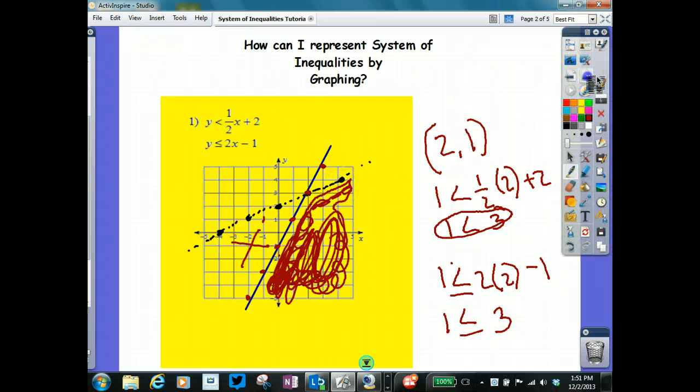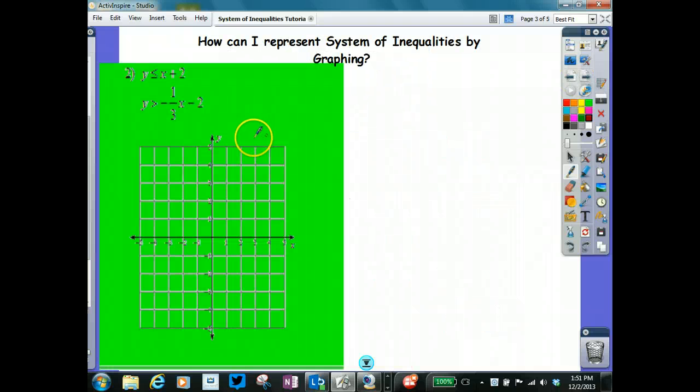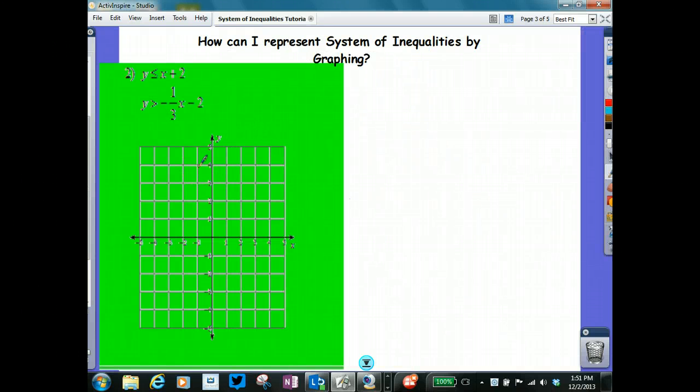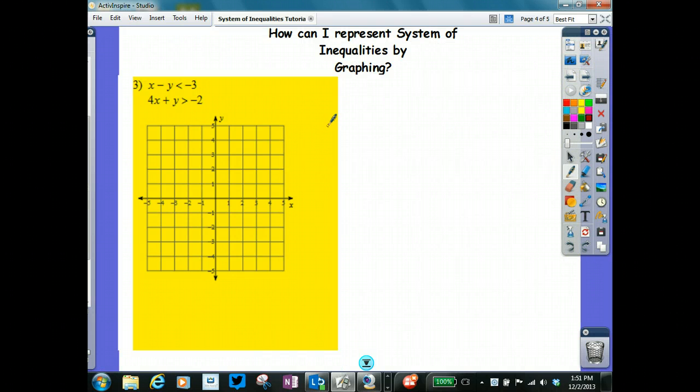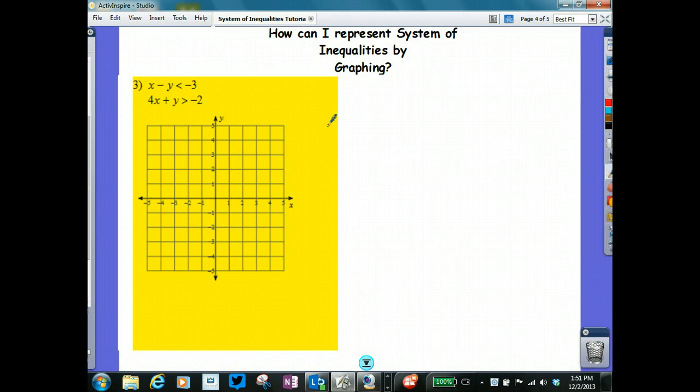All right, so what I'm going to do, let me skip over. This is the same thing here. It's already in slope-intercept form for you. Let me skip over to one that's not. So what do we have to do? Same kind of thing. It's in standard form, so I have to put it into slope-intercept form. x minus y is less than -3.